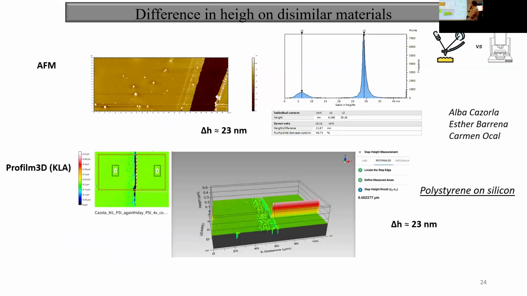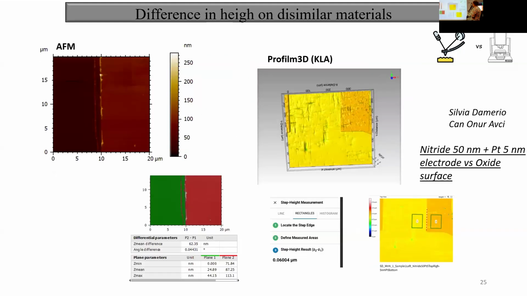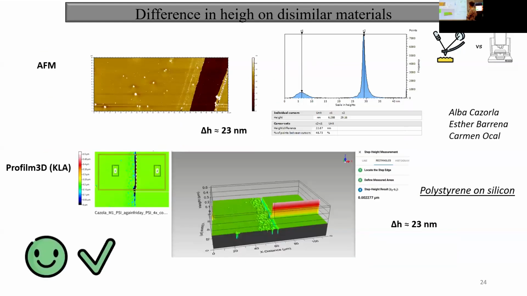Another example of an organic layer on silicon from Alba, Esther and Carmen. They are having this polystyrene on silicon, and they performed a scratch, so we measured it by AFM around 23 nanometers. And by playing with the dissimilar material option in the analysis process, I got the same result. That for me was quite surprising. But it fitted perfectly in this case.